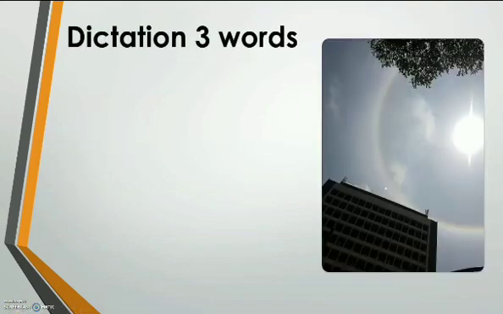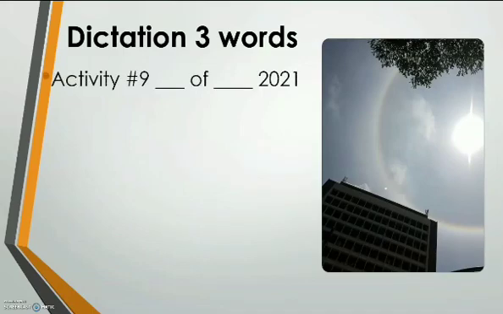Now let's do our dictation. 3 words. Bring out a piece of paper or your notebook and write activity number with the date, the month, and the year. Okay, let's begin. Number 1. Spell the word transparent. Transparent. Number 2. Spell the word mirror. Mirror. And number 3. Spell the word transmit. Transmit.